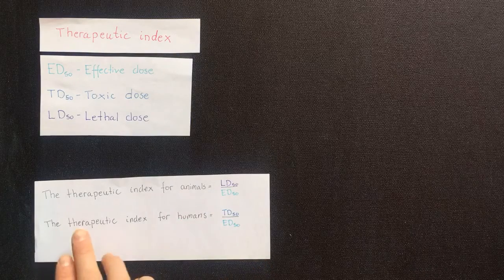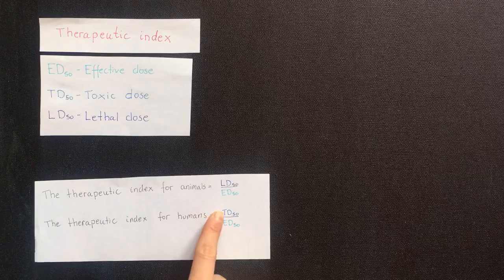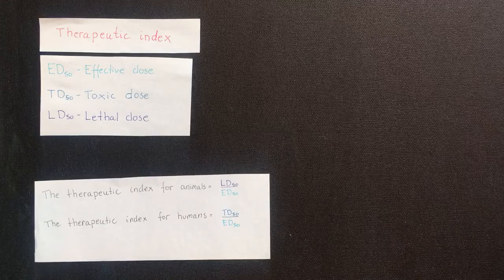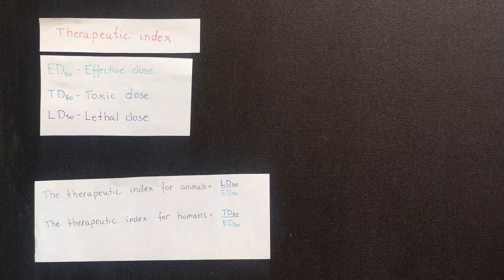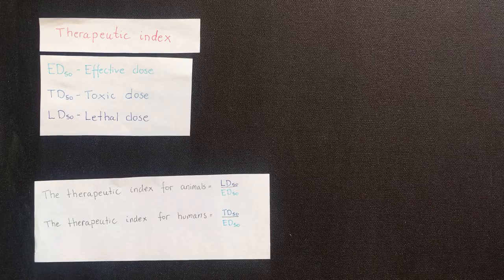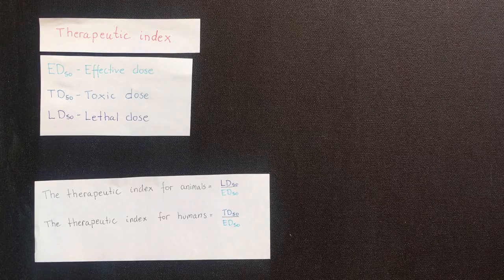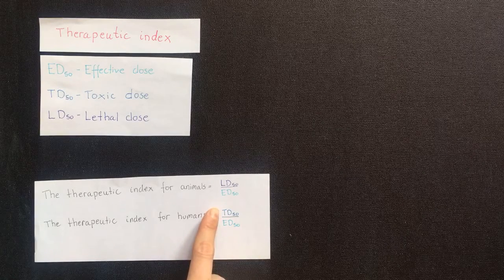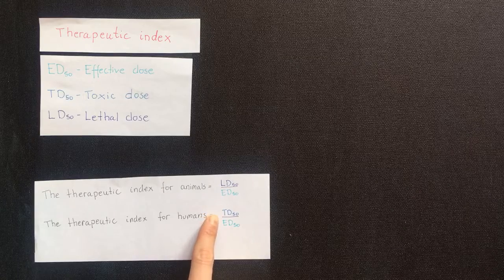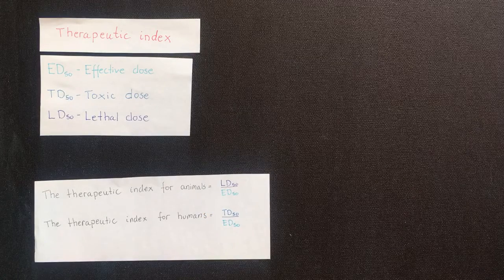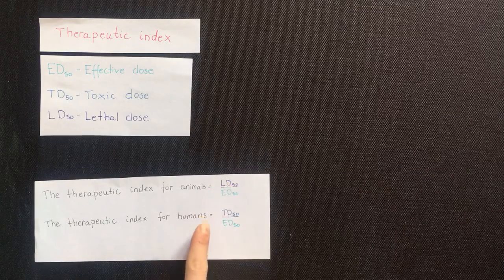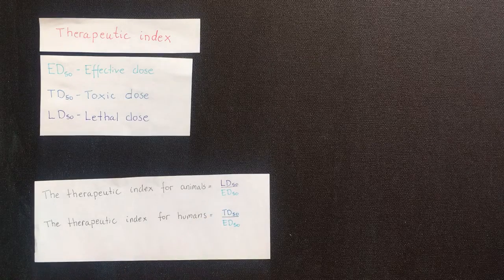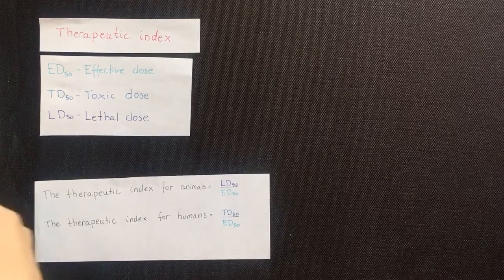For humans, it's more or less the same, just that for humans we use the toxic dose instead. And that is because there are some ethical issues about using animals for drug research for human drugs. And we can't have a look at when it kills 50% of the human population. That will also not be ethical. So instead we use toxic dose. So they are more or less the same, just that for animals we use lethal dose, and for humans we use toxic dose. So we can have a look at one graph.